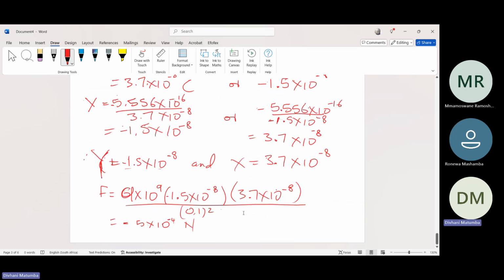So these were the solutions. Y is minus 1.5 times 10 to the power of minus 8, and X is 3.7 times 10 to the power of minus 8. You can also go and verify these solutions. You can also go and calculate the value of the net force and see if it is going to be correct or not.